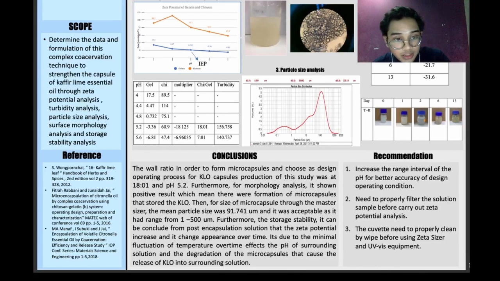The next part will be the conclusions. In a nutshell, the wall ratio chosen as the design operating condition for coffee lime capsule production in this study was 18:1, which is the ratio of chitosan and gelatin, at pH 5.2. Furthermore, the morphology analysis showed a positive result, which means there was formation of microcapsules that store the coffee lime oil. Then for the size of the microcapsule through the Mastersizer, the mean particle size was 91.741 micrometers, and it was acceptable as it ranged from 1 until 500 micrometers.